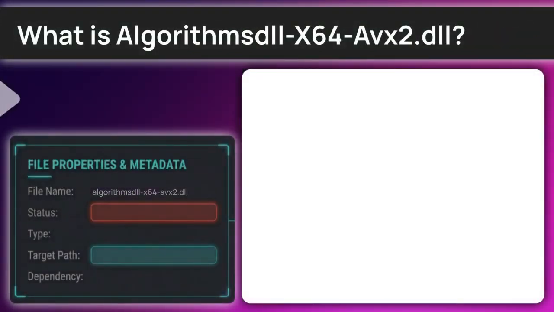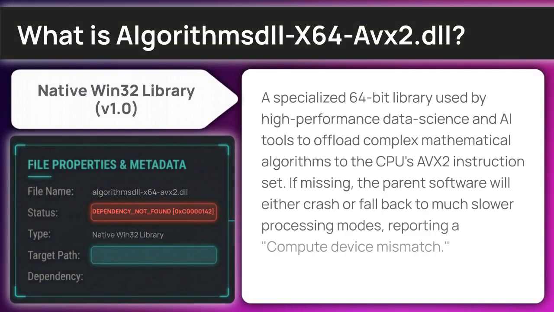This is the algorithmsdll-x64 AVX2 library, a specialized 64-bit library used by high-performance data science and AI tools to offload complex mathematical algorithms to the CPU's AVX2 instruction set. If missing, the parent software will either crash or fall back to much slower processing modes, reporting a compute device mismatch. Enough of the technical side. Let's get these files back onto your system.